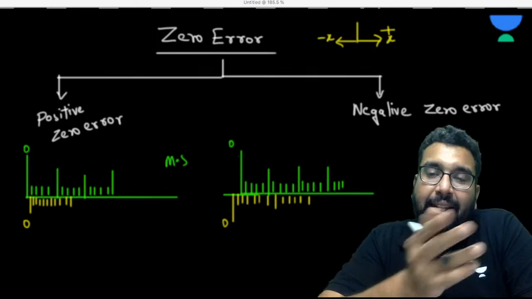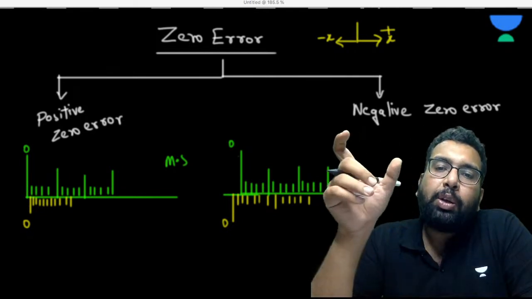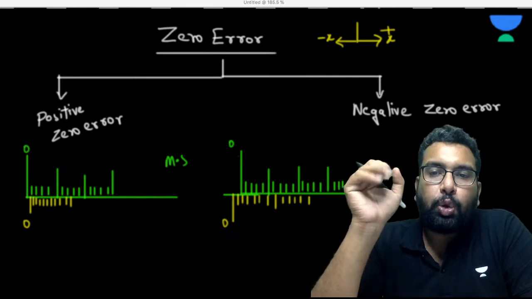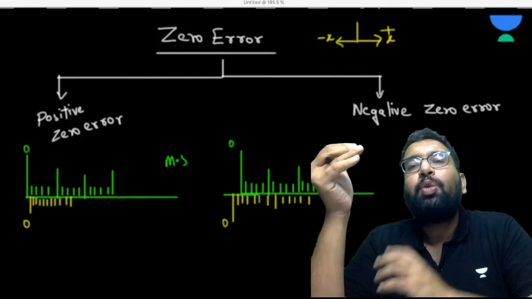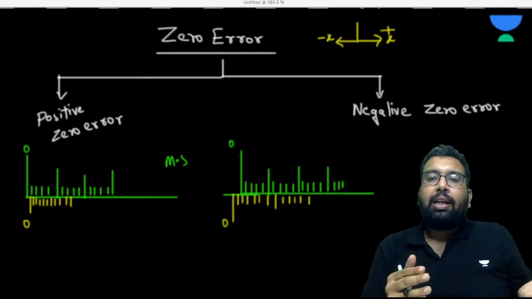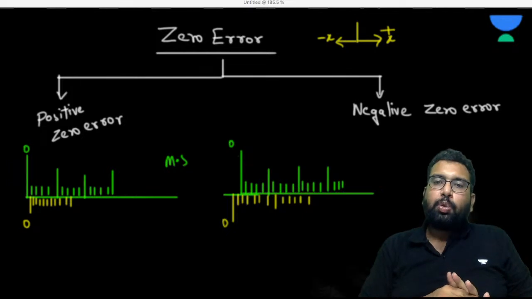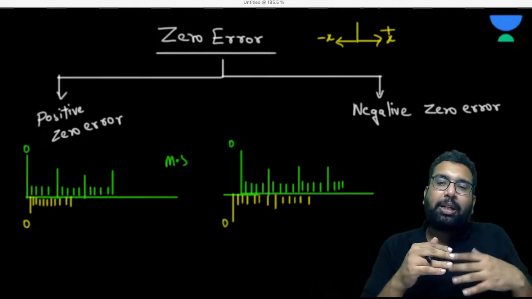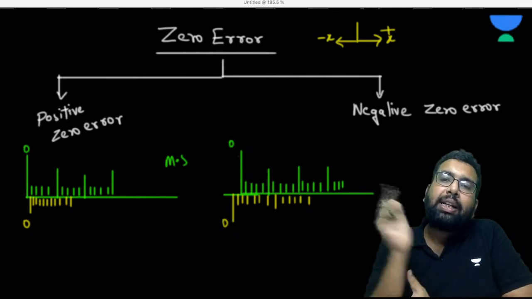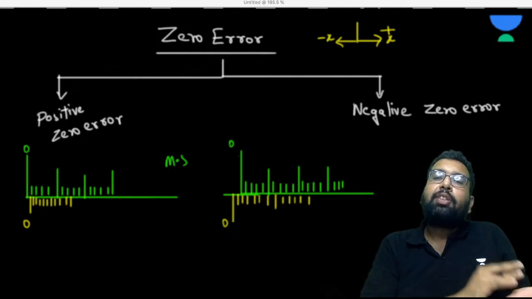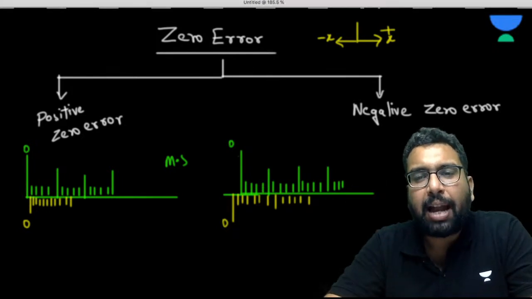Okay. And in the negative zero error, what has happened? You are going to get the final reading to be less than the actual reading. So when your Vernier caliper has positive zero error, you need to subtract, because you are getting more than the actual. And when you have negative zero error, you need to add. So you don't have to use that much brain.